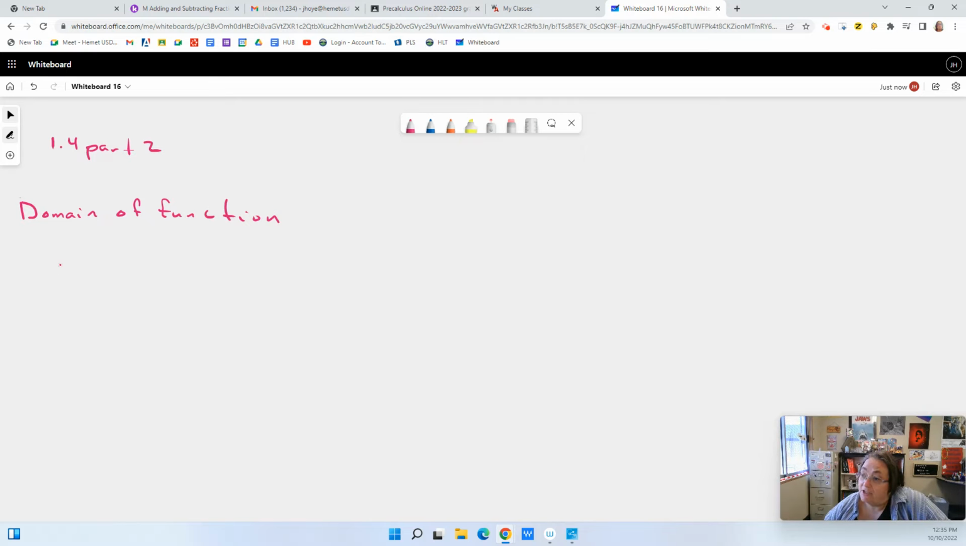So if I have a function that's like f of x, x here would be my input, right? Anything I can put in for x is my domain. Like any value that I can have for x would be considered the domain of that function. And then the output, whatever I got back out for y, would be my range. But today we're just talking about the domain.